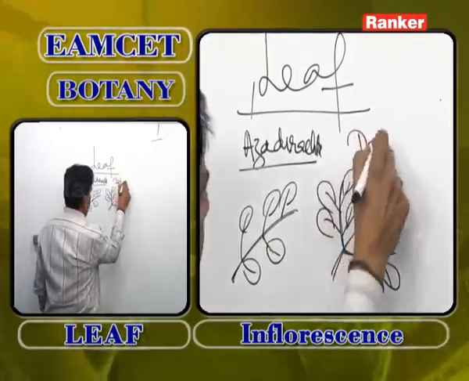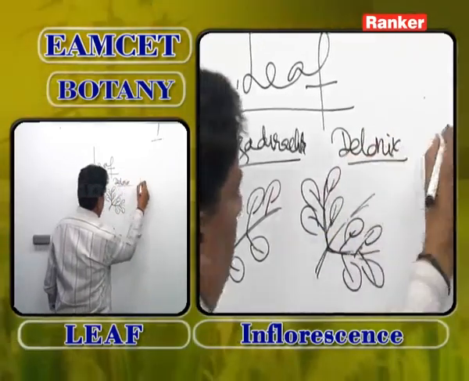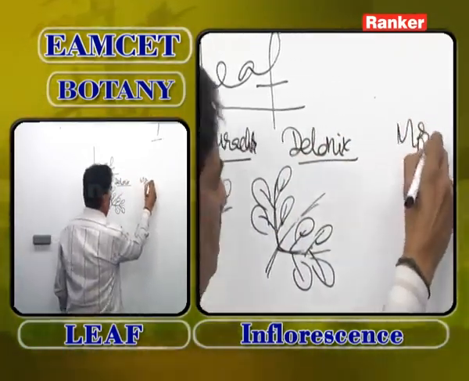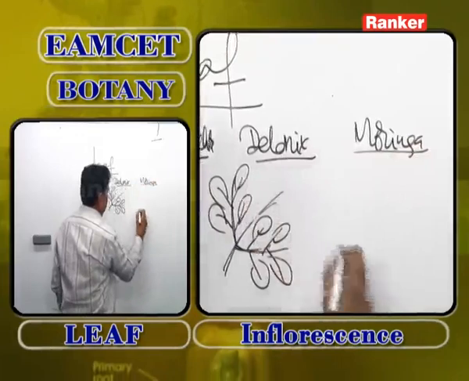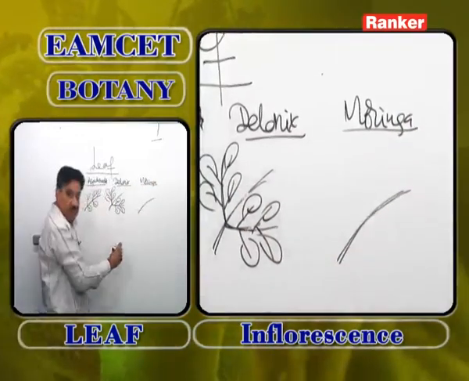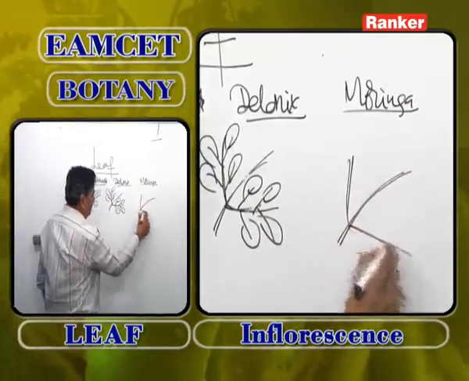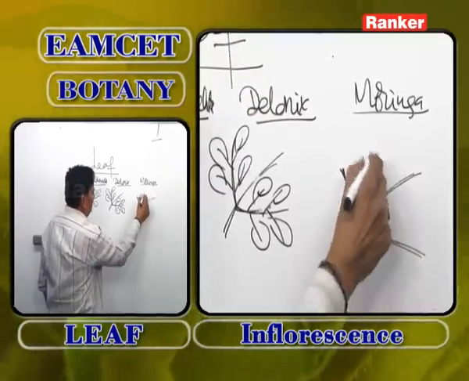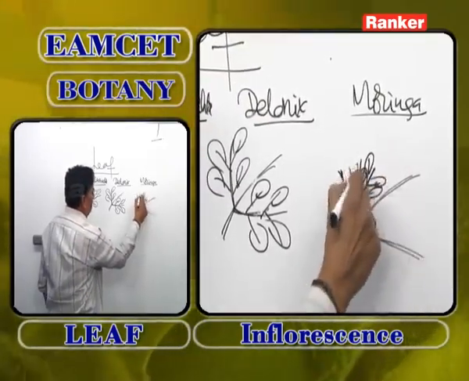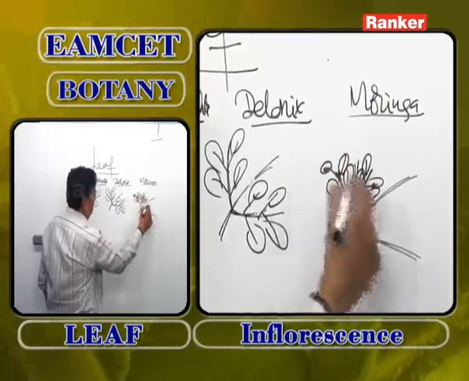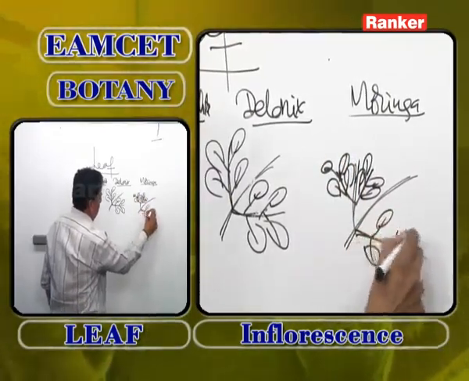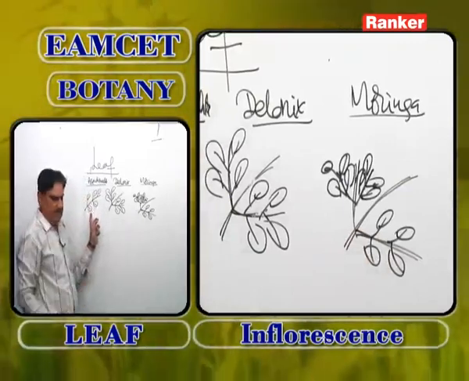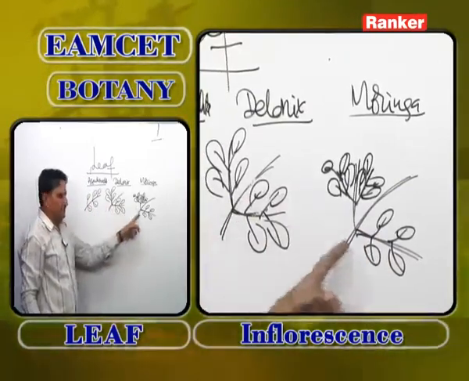This is Delonix. Then Moringa. Moringa is drumstick. Here the primary rachis produces secondary rachis. Secondary rachis produces tertiary rachis, and leaflets are arranged on both sides of the tertiary rachis. So here primary rachis, here secondary rachis, here tertiary rachis.